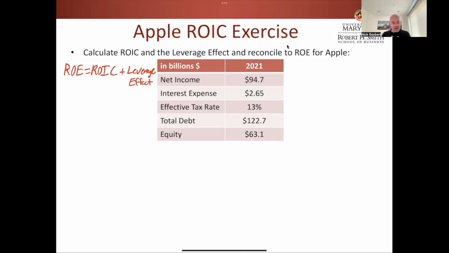So let's do it. All right, so you can do this in any order you want to. I always tend to do it in the same order, and I start with ROIC. And ROIC, the return on invested capital, is equal to net operating income divided by invested capital. So the first thing we need to figure out is net operating income.